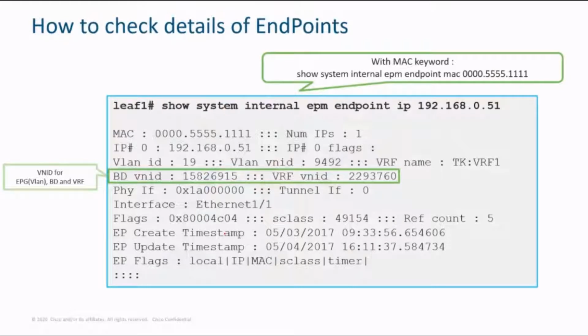But before we do that, we need to get the VNID of the bridge domain and the VNID of the VRF. Notice I'm running this from leaf 1. I'm running this long command, and I want to get the VNID. That's the special VXLAN VNID we used. I talked about that earlier when we send traffic over the ACI fabric. So we want to get these two IDs for this endpoint if we want to look at the information for this endpoint in the COOP database. So remember these numbers. The BD VNID ends in 915. The VRF VNID ends in 760.